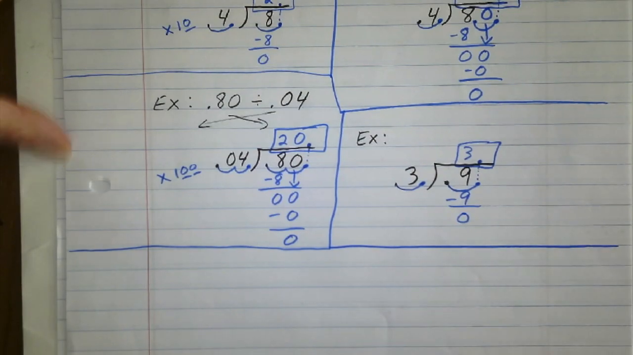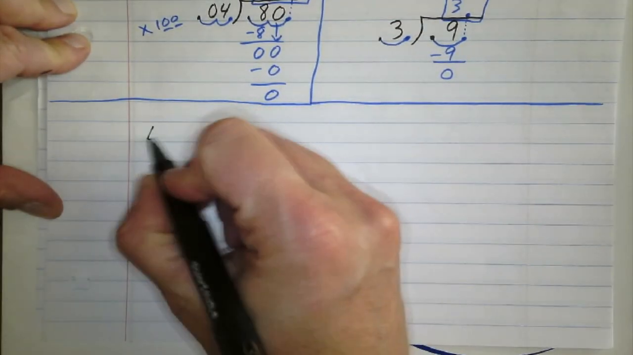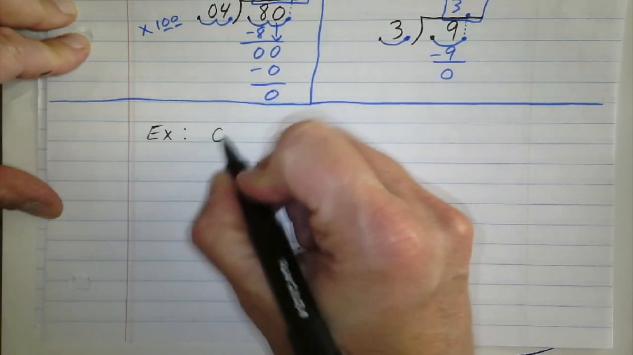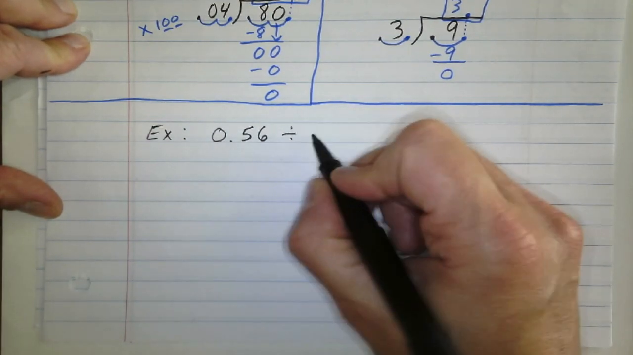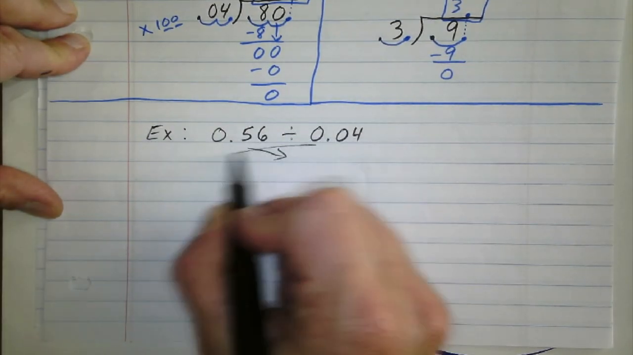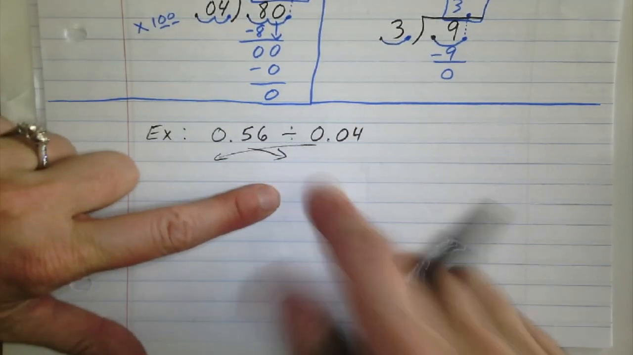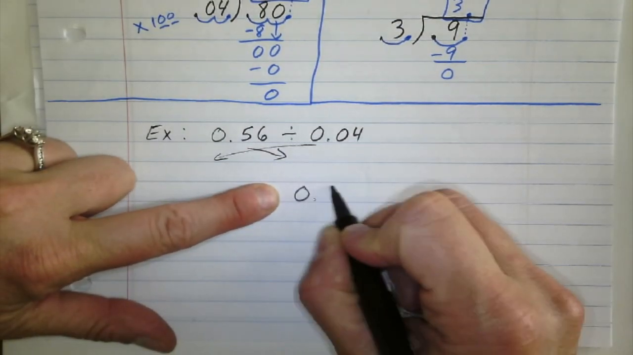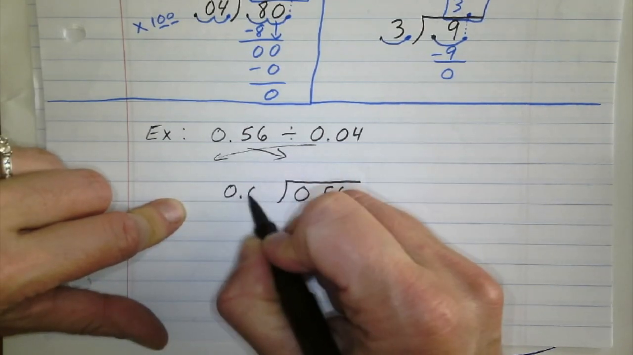Let's do one more example, one that might be a little more difficult. The last example, 0.56 divided by 0.04. Remember, this one goes in, this one goes out. Leave a space for your answer. Come down another line. 0.56 divided by 0.04.